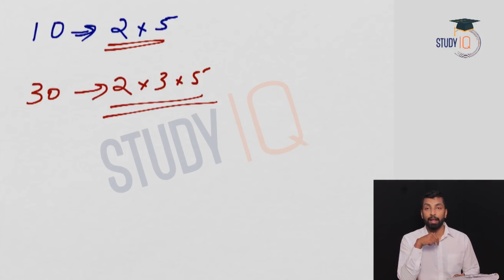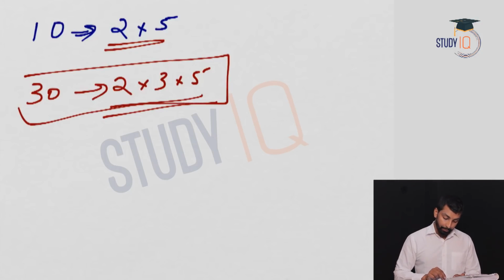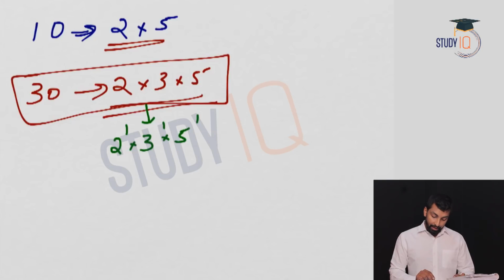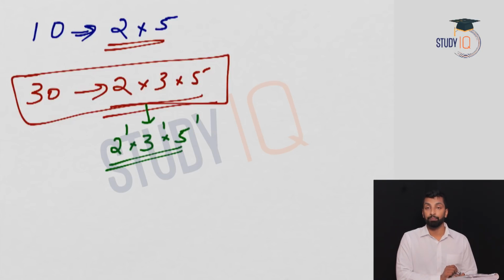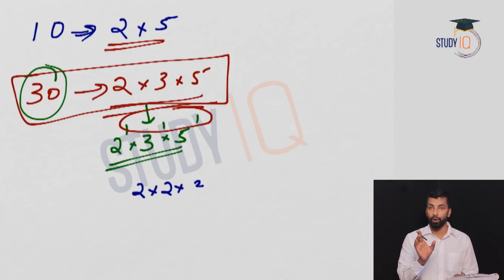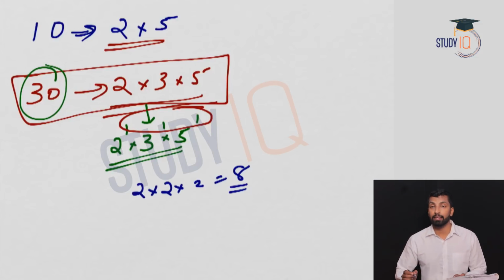Now, based on this prime factorization, let's take 30: 2 into 3 into 5. I can find the number of factors of 30. So 2 raised to 1, 3 raised to 1, 5 raised to 1, right? This is the prime factorization of 30. Now, the number of factors of 30 will be, see, the powers are 1, 1, 1, so the number of factors will be 2 into 2 into 2. I'll tell you why and how, but I'm just writing this. This is 2 cube, which is nothing but 8. So 8 factors are there for 30.